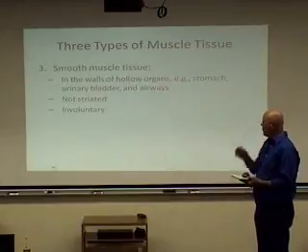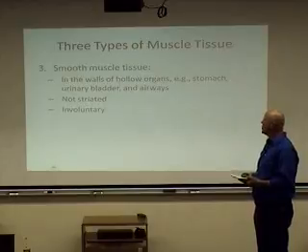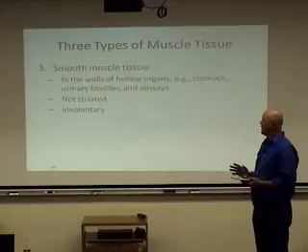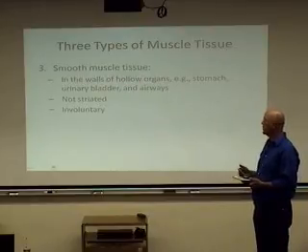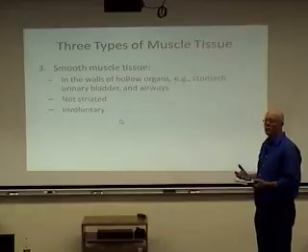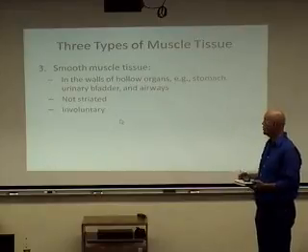And then finally, we have smooth muscle tissue. Smooth muscle tissue looks very different than skeletal muscle and cardiac muscle. It doesn't have this striped appearance. It has a very different structure, and we'll actually look at it in just a second here. It's also under unconscious control. It's not under voluntary control. We're not aware of the smooth muscle of our digestive tract working to digest our food.